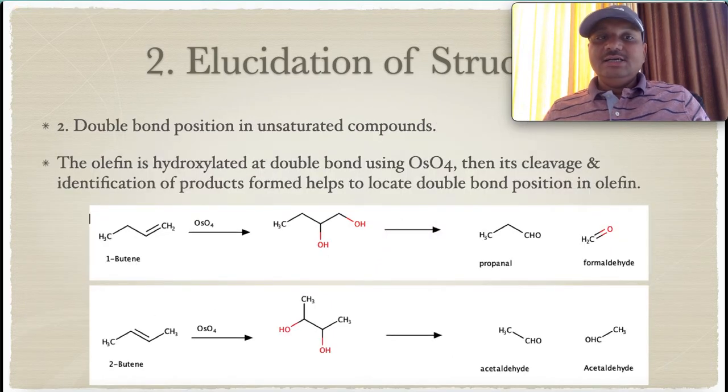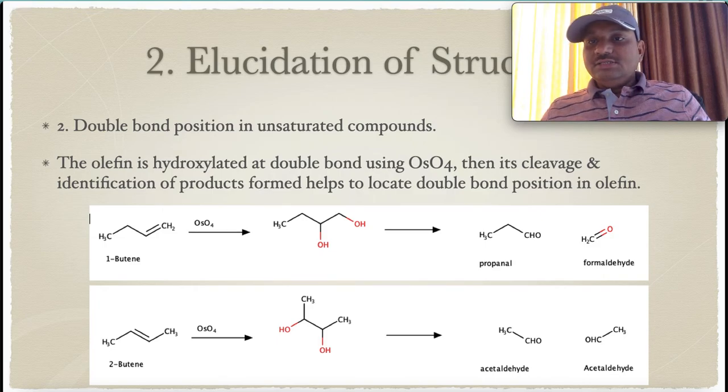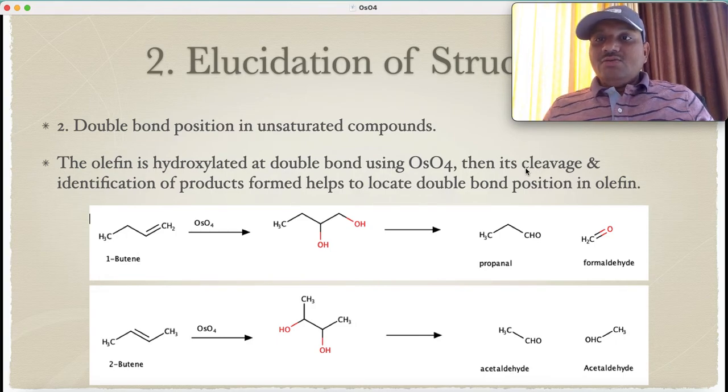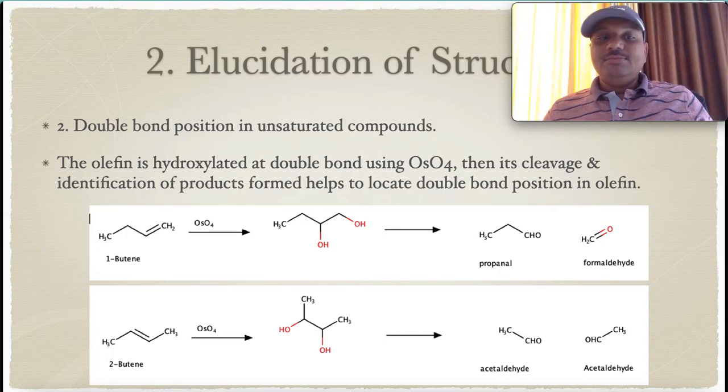Then second, it is used to explain the structure or double bond position in unsaturated compounds. Any olefinic compound, that is a compound containing a carbon-carbon double bond, on treatment with osmium tetroxide undergoes a hydroxylation reaction. Further, this hydroxylation product on cleavage forms different products. Identification of these products helps to locate the double bond position in the olefin. Okay, let us see the examples.